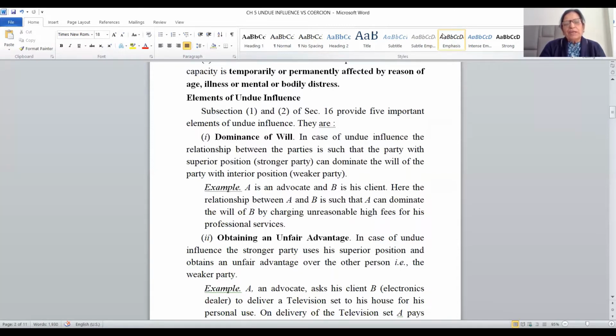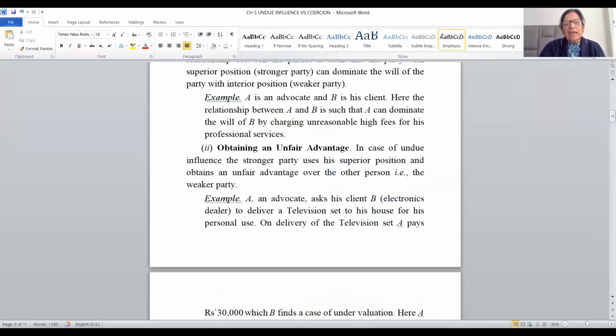The example is before you. A is an advocate and B is his client. The relationship between A and B is such that A can dominate the will of B by charging unreasonably high fees. If he charges reasonable fees, then there is no undue influence. But if he charges unreasonably high fees for his professional services, this will be taken as a case of undue influence.